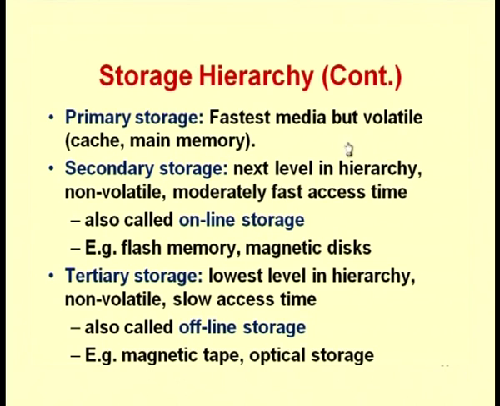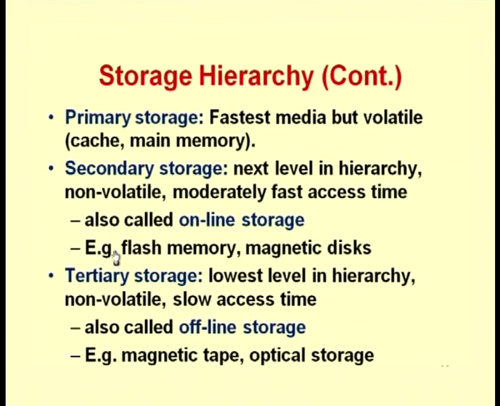Of course, this hierarchy and the cost-time ratio are changing with time, as in today's environment the speed of memory is increasing rapidly and the cost is decreasing. That is also an issue to be considered. When we talk about the storage hierarchy, we have the primary storage, the fastest media but volatile: the cache and main memory. Then we have the secondary storage, the next level in the hierarchy, which is non-volatile with moderately fast access time. It is also called online storage. This is flash memory and magnetic disks. Tertiary storage is the lowest level in the hierarchy. It is non-volatile, but has slow access time, and is also called offline storage, for example magnetic tape and optical storage.